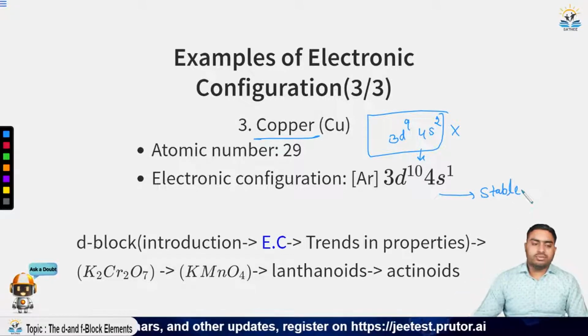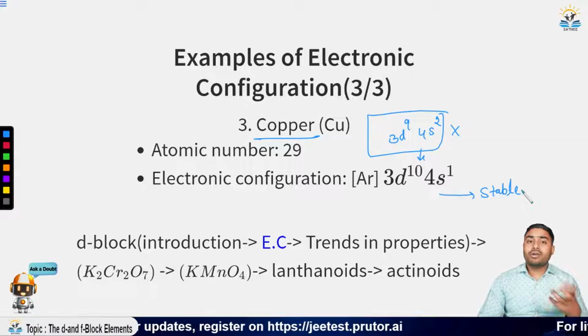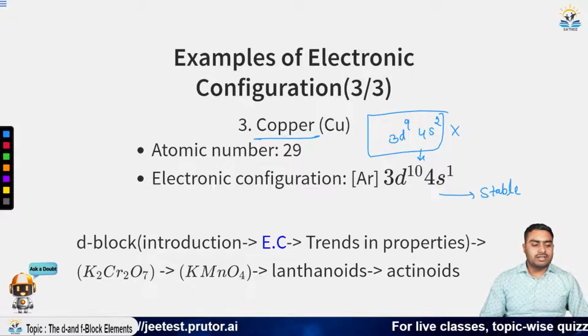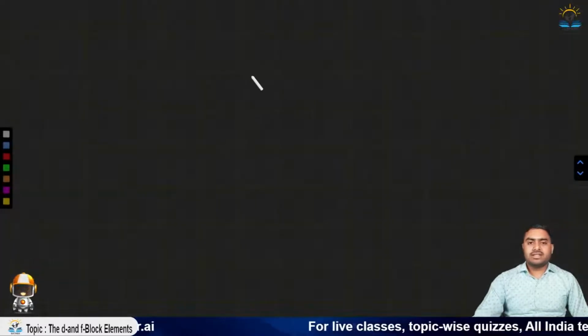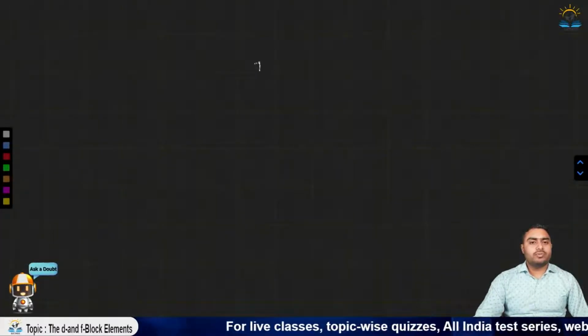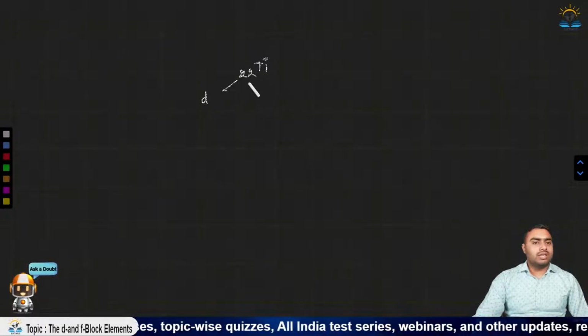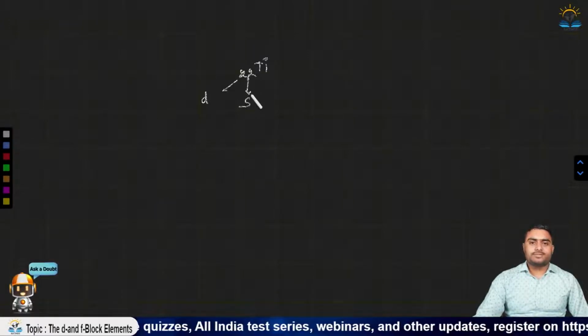What I want to say one more thing: how can you learn this? Not the exceptions, not copper and chromium. How can you learn the others? You can learn the electronic configuration like this. Suppose you want to write the electronic configuration of titanium. Titanium atomic number is 22. So the first one you can go with D, and the second one you can go with S.